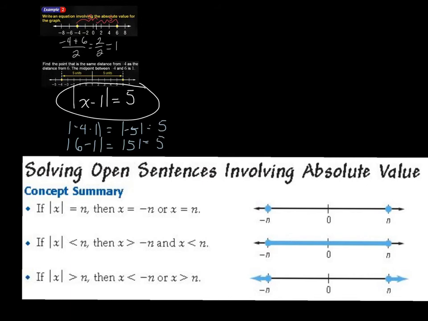Now in the next lesson, we're going to look at the less than. So in our less than graphs, it comes together because we have fewer than n units away from our center. In a greater than graph, our arrows are going to go out because we have more than n units from our center.